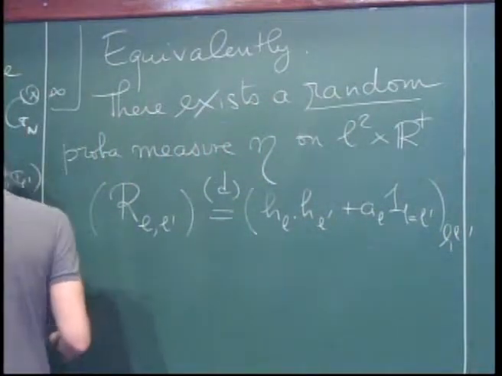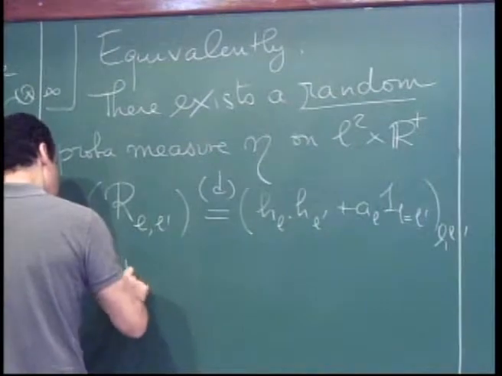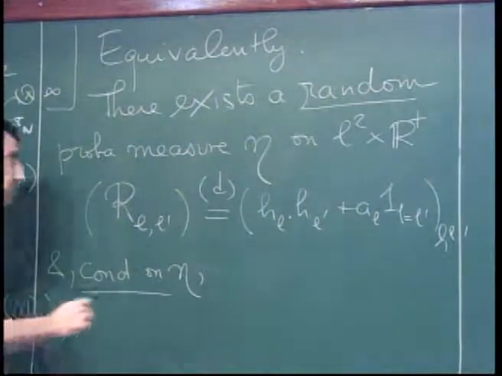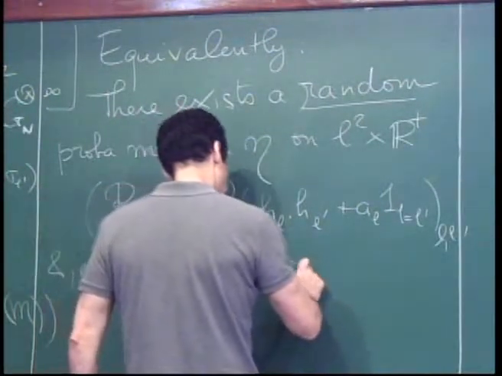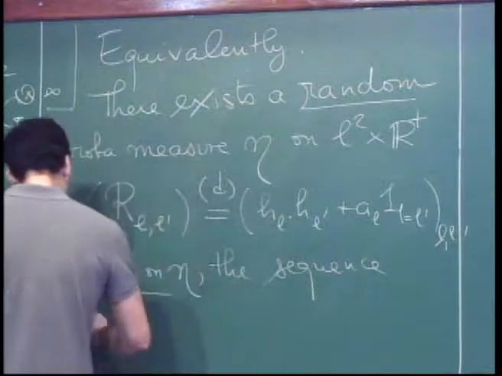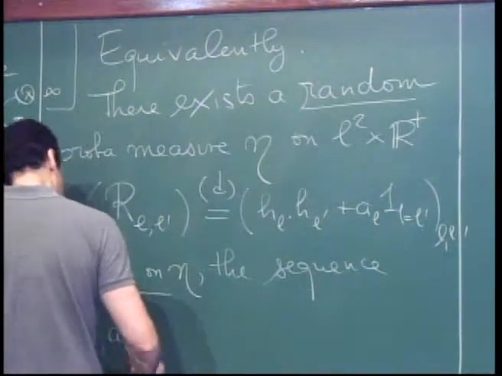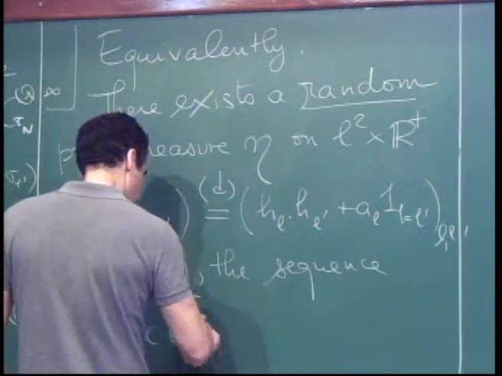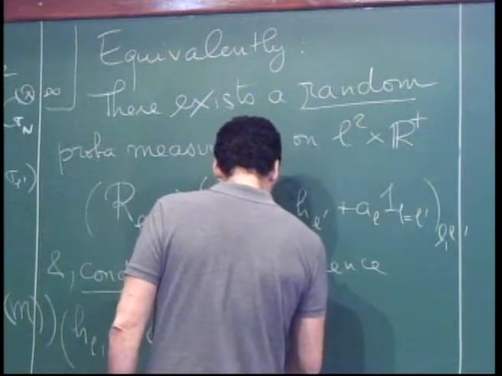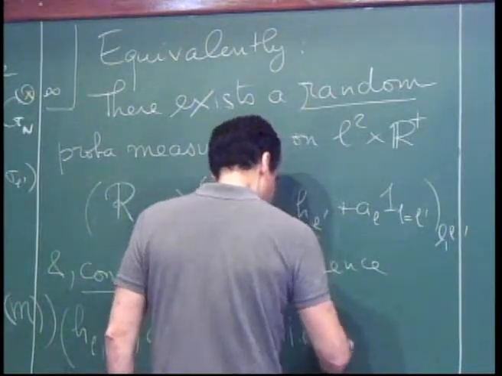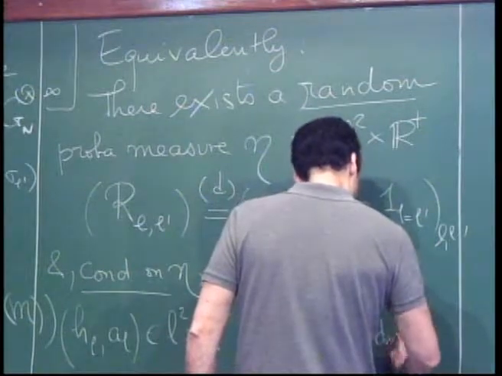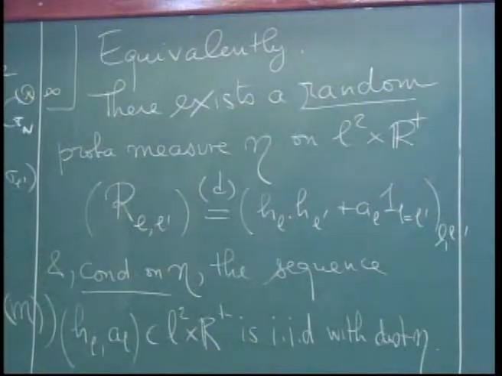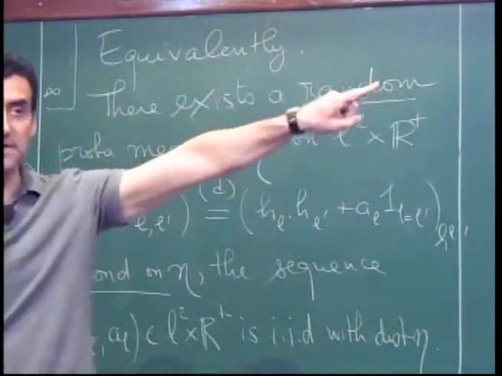And conditionally on eta, so eta is random, when you fix it, then the sequence HL, AL, which is on L2 cross R plus, is IID with distribution eta. Okay? This sentence is exactly the same. This blackboard says the same thing as the other one.